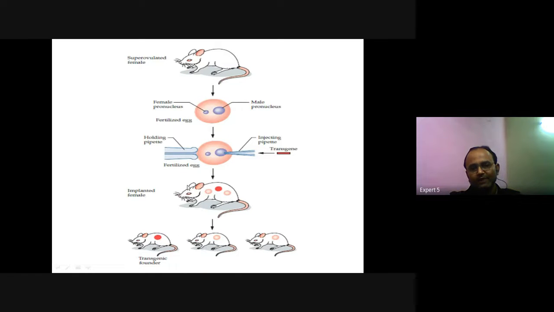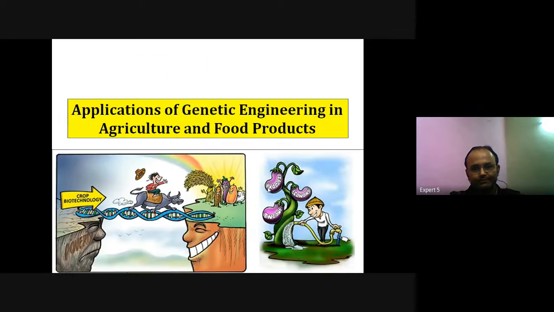Another system is the micro injection method, which we discussed yesterday, and this method is also used for the production of transgenic mice.